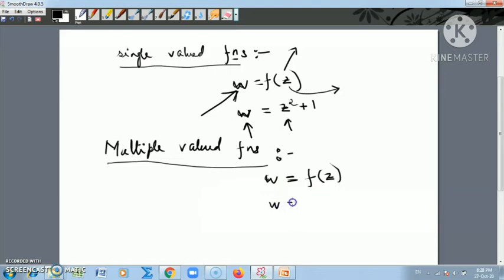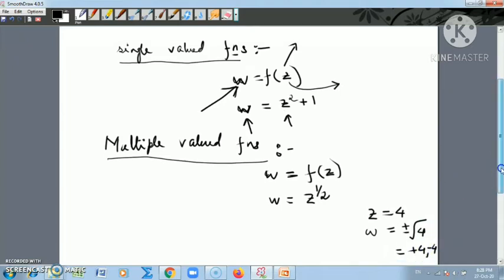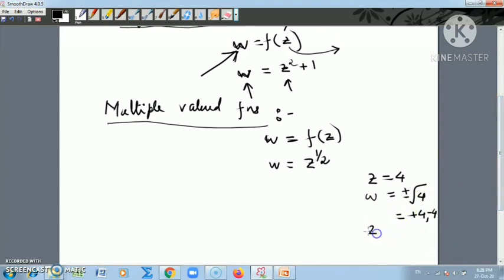Suppose w is equal to z to the power half. Now look at this. When I put z is equal to 4, what do I get? W, I have two values. So I have plus minus root over 4, which is equal to plus 4 and minus 4. You see? So again I put another value, z is equal to 9. What do I get? W is equal to plus 3 and minus 3. So it's not just 4 and 9.